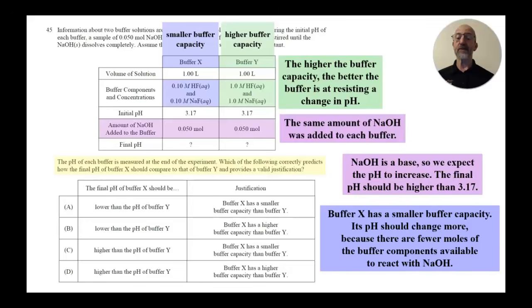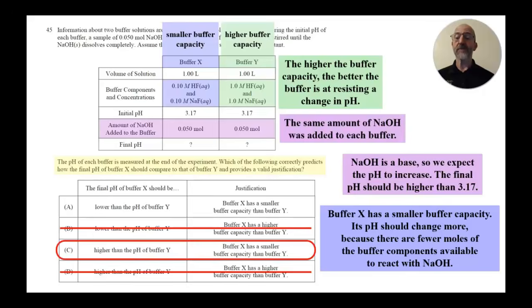So looking at the four answer choices, choices B and D are incorrect because the justification says that buffer X has a higher buffer capacity, but that is incorrect. Let's go ahead and eliminate choices B and D. We know the pH is going to increase because sodium hydroxide is added, and we are expecting the pH of buffer X to increase even more. So the correct answer to question 45 is choice C. The final pH of buffer X should be higher than that of buffer Y. And the reason why is because buffer X has a smaller buffer capacity.